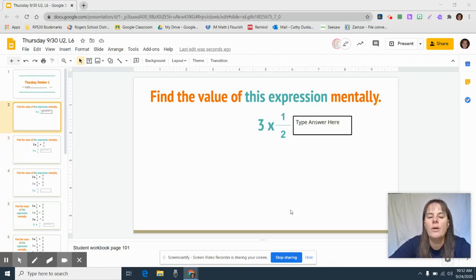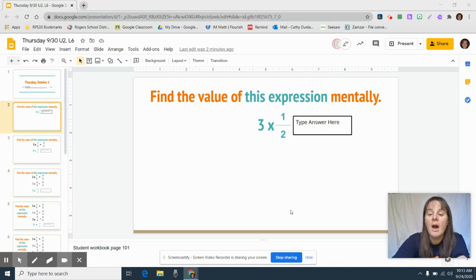Okay. So we're going to talk about this problem right here and what it says. 3 x 1/2. What does that even mean? Sometimes the hardest part of math is not the math. It's figuring out what you need to do. Now, the x, the multiplication sign, means groups of. So I have 3 groups of 1/2. That's what that says.